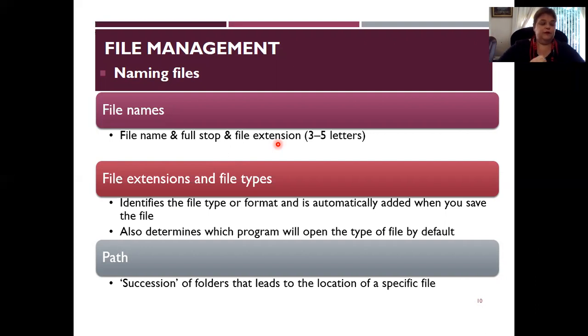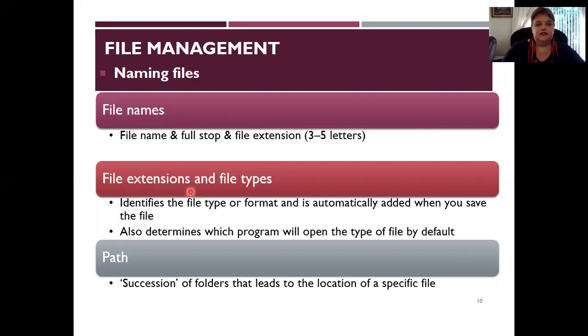So the file names in the Windows operating system consist of 2 parts, our file name and the extension. Very important, be careful of putting a full stop in too many places, because then it starts to see that the part after the full stop is seen as an extension.